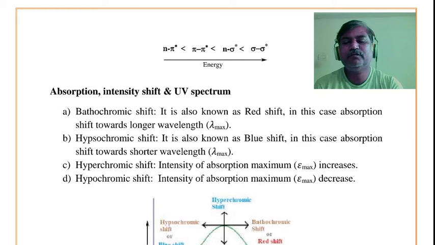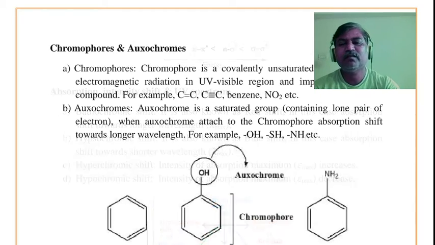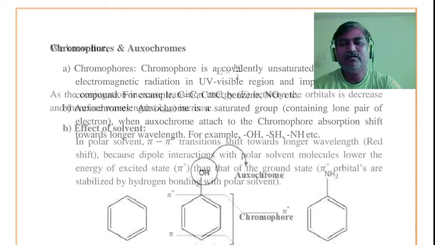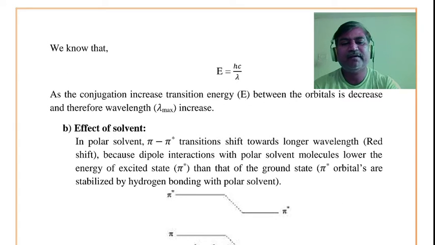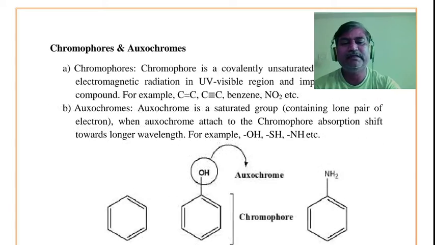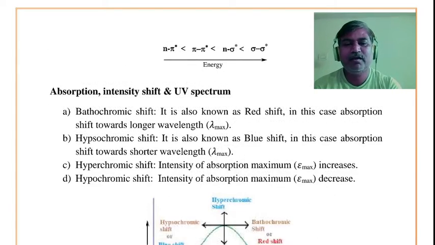Today we are going to continue the point absorption, intensity shift and UV spectrum, then chromophores and auxochromes, and then factors affecting the absorbance of the organic compounds. In yesterday's video lecture we have discussed the principle of UV spectroscopy and the terms bathochromic shift and hypsochromic shift.